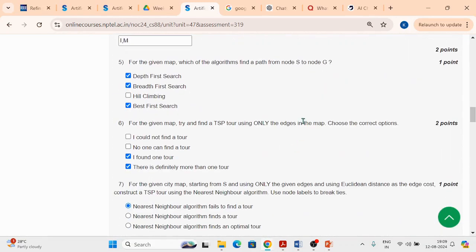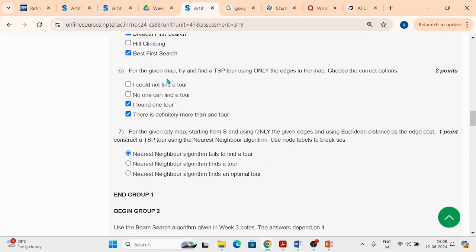So I, M. While coming to the fifth question, for the given map, which algorithm finds a path from the node S to Z? So depth first search, breadth first search, and best first search. Just now we saw hill climbing doesn't find the path. So these three are the answers. Now for the given map, try and find a TSP, traveling salesman problem, tour using only the edges in the map. Choose the correct options.